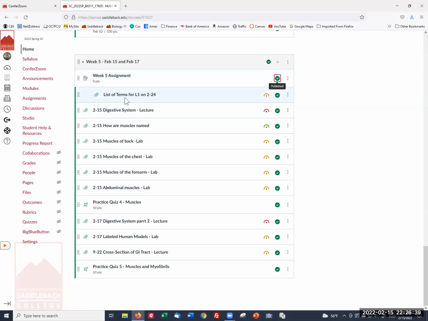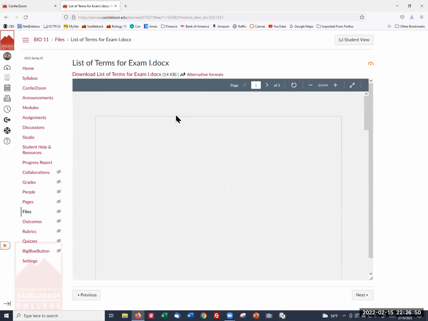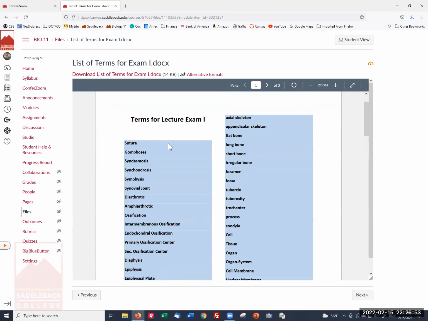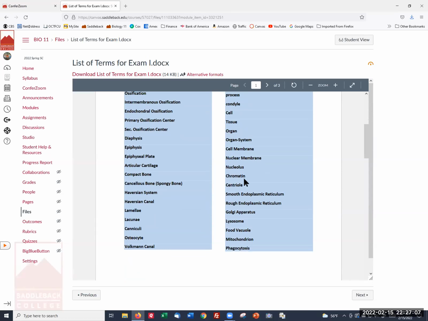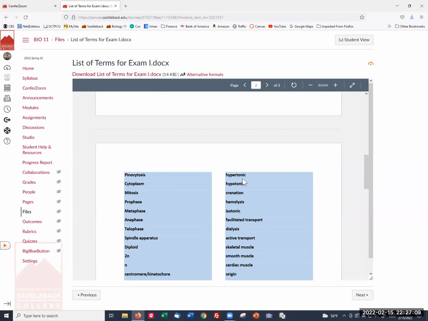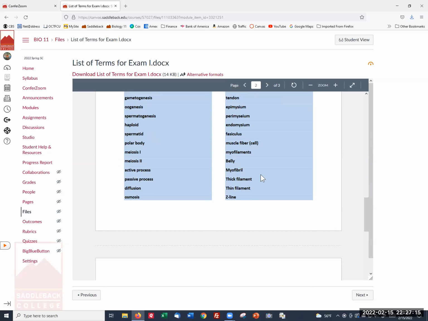There is a list of terms for lecture exam 1, which is a week from today. Okay, so let's click that. These are terms that I used in lecture. If you review the lecture notes, you'll find, I believe, every one of these terms and a description of what it means. You're looking at it now and thinking, we didn't go over all those terms. Yes, we did. Every single one of these terms.